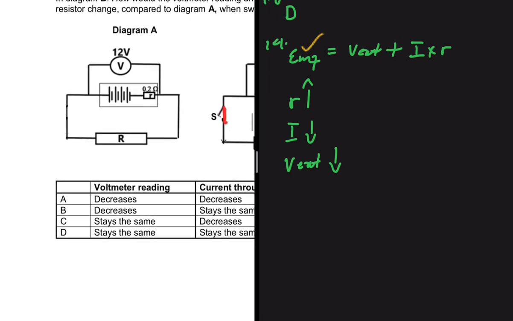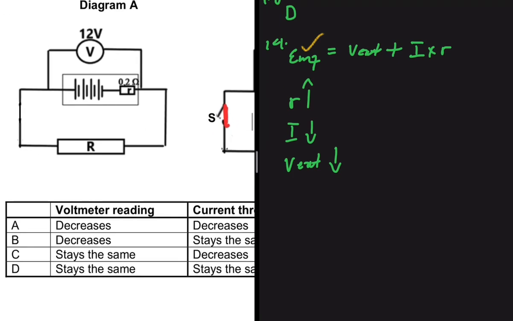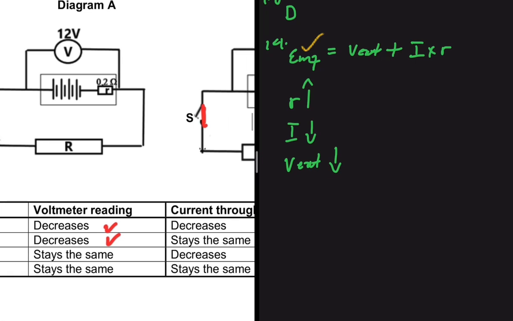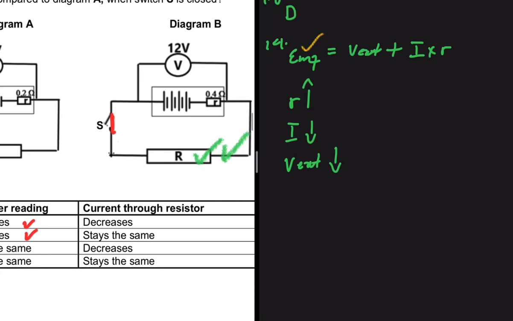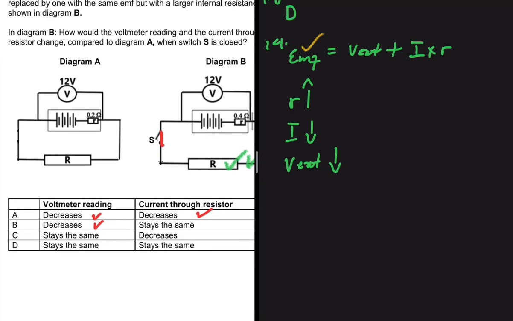So we're looking for answers with a voltmeter reading that is saying decreases. So now our answer can only be A or B. Let's look at the current through the resistor. We have already deduced that the current of the entire circuit will decrease, because it's the same everywhere. In this instance, we don't have any resistors in parallel. So the current is also going to decrease. So that is option A. So our answer to 1.9 is A.